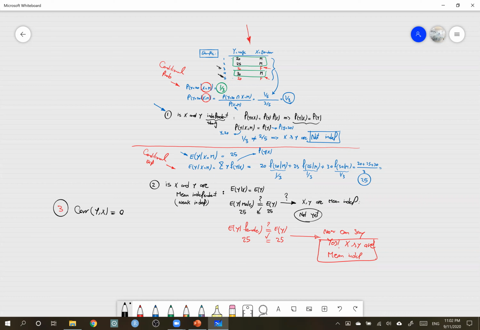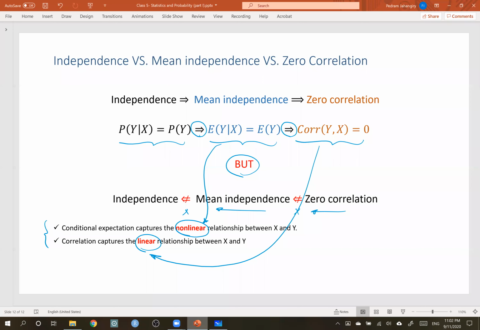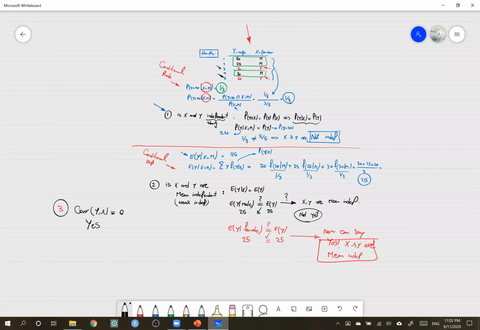I know the answer, right? The answer is yes. How do I know that? Because I'm using this slide. If two random variables are mean independent, which we showed in our example they were, the correlation is 0. Okay. So to show it numerically, maybe I leave it as an exercise, but I will talk about intuition.